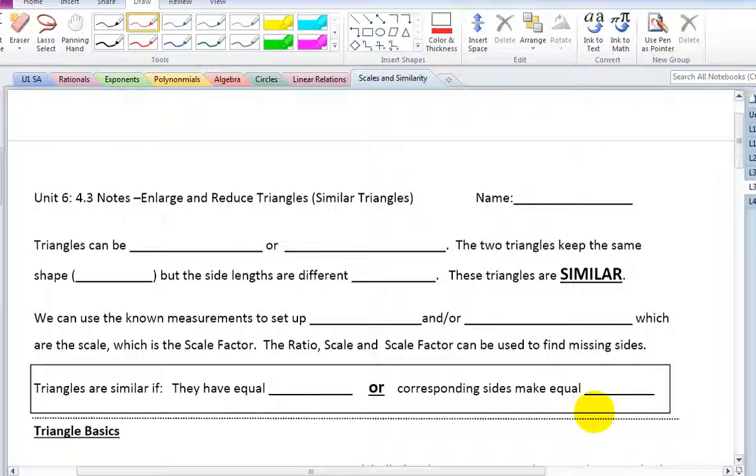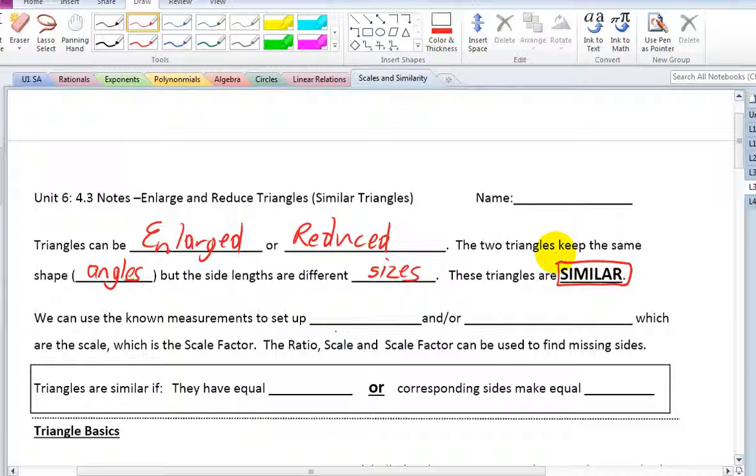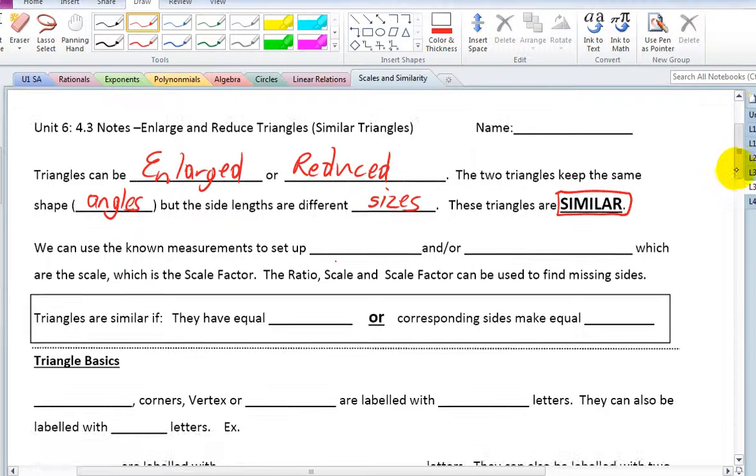Let's do it. Triangles can be enlarged or reduced. The two triangles keep the same shapes, they have the same angles. No angles will be changed, but the side lengths are different sizes. And that's why they're enlarged or reduced. We say that these triangles are similar, not equal or congruent, but similar.